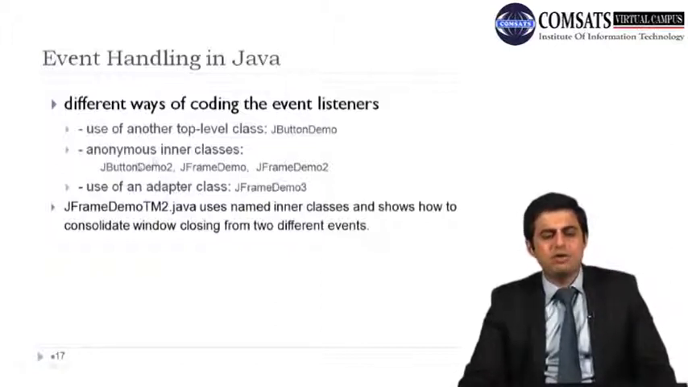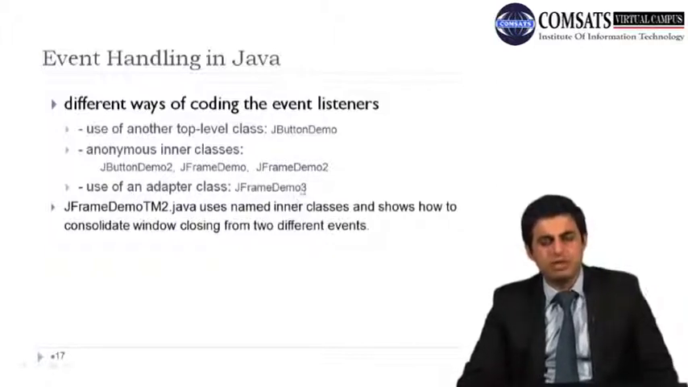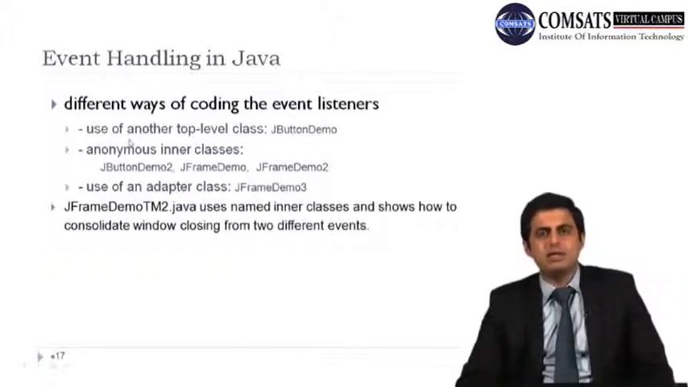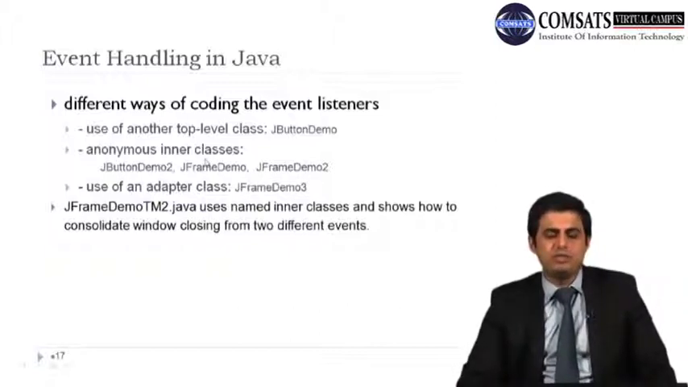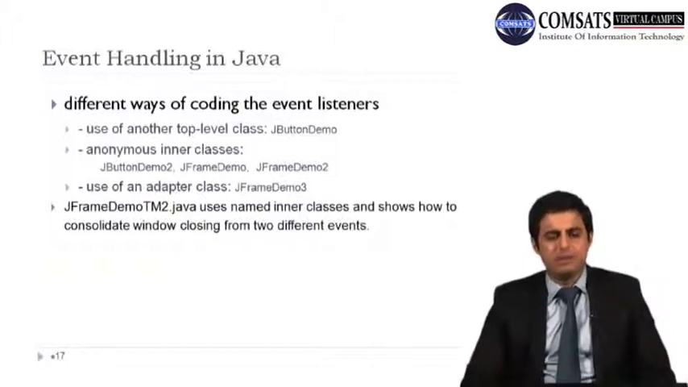But there are some anonymous inner classes as well. For example, JButton demo 2, JFrame demo, and JFrame demo 2, and the use of an adapter class, JFrame demo 3. Now anonymous inner classes, if you remember, I told you that you can write nested classes or inner classes. The purpose of inner classes is that if within the premise of one class you are going to perform another functionality, then you can add an inner class.